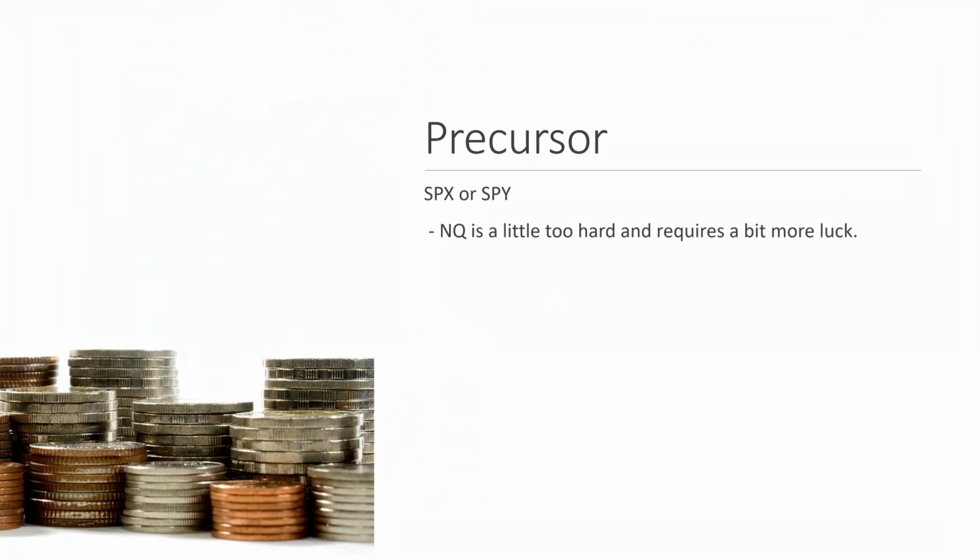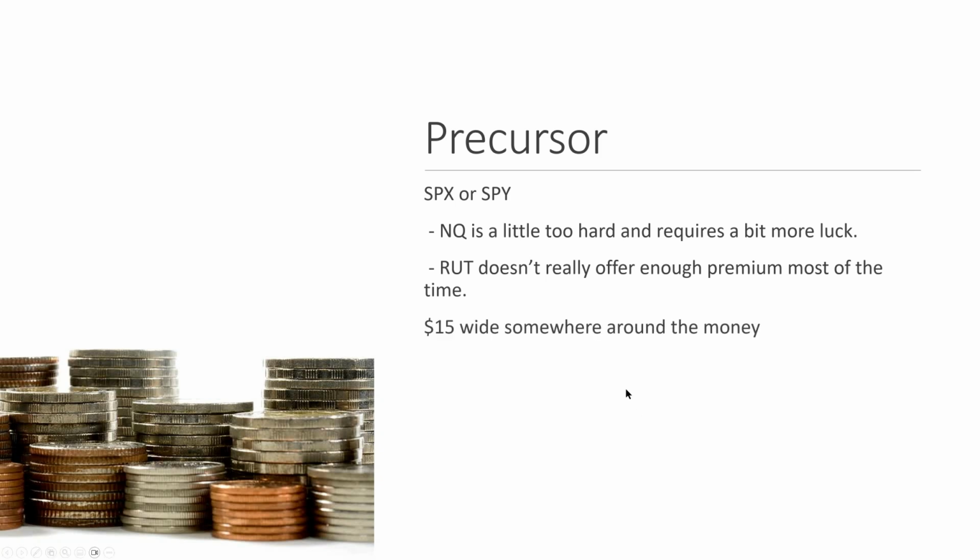All it needs is a stupid bit of news from Micron or Apple or Microsoft, and you get your ass handed to you. So RUT would be the other one, but you just don't make any money on RUT, and it's such a slow moving vehicle, or it isn't. That's the thing with RUT, it's either moving or it's not. So we sort of avoid RUT. SPX and SPY, 500 stocks to play with. RUT's 1,000. Stick with SPY and SPX. If you want to try it with others, knock yourself out, but I think SPY and SPX are the easiest two to go with. $15 wide butterfly, somewhere around the money.